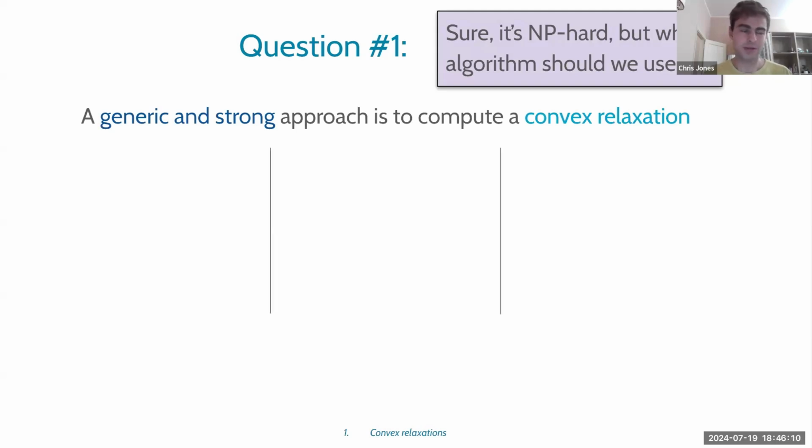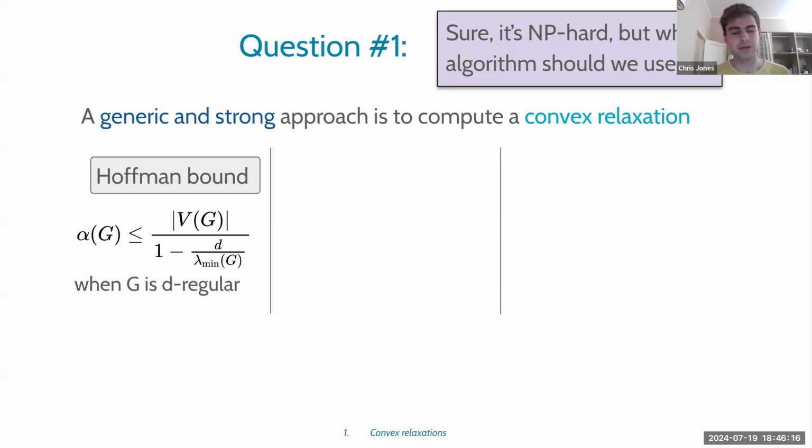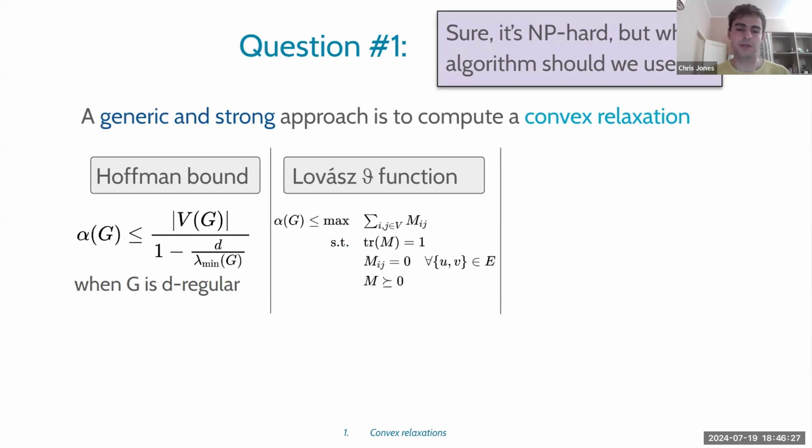Now, there are a couple of existing convex programming relaxations that we can look at. First is known as the Hoffman bound. It's a spectral bound, which is written on the screen here. It's not too important to read these formulas, but I'll just compare them. The second approach is the Lovasz theta function, which is the titular protagonist of this talk. And this is a semi-definite programming relaxation for alpha of G.